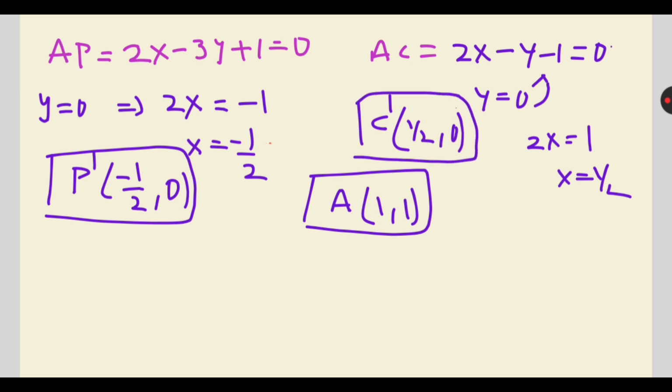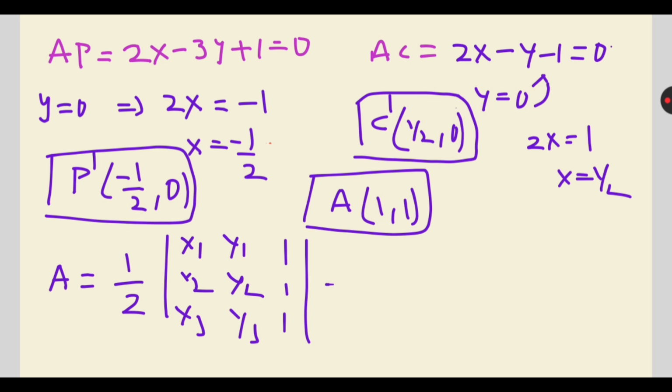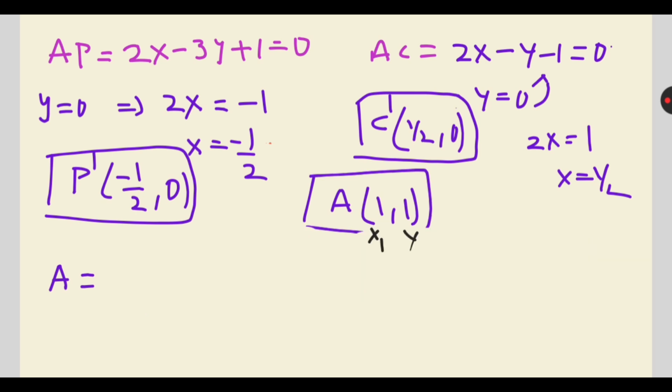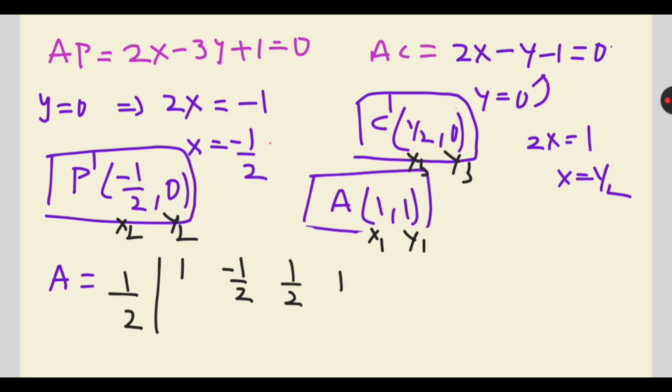So now we can easily find the area. To find the area, either we can use the first formula or you can use half times the determinant with first row x1, x2, x3, x1 and second row y1, y2, y3, y1. Either formula gives the same answer. I am going to use the second one, which is the easiest one. This is x1, y1, this is x2, y2 and this is x3, y3. So half into, what is x1? 1, x2 is -1/2, x3 is 1/2, then again x1. Then y1 is 1, y2 is 0, y3 is 0, then y1 is 1.